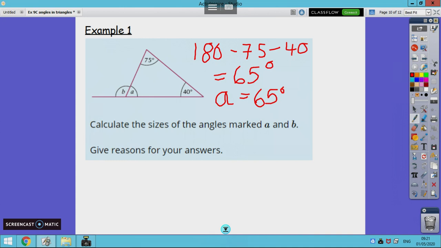So we found angle A. It says give a reason for your answer. Well, your reason for that would be that angles in a triangle add up to 180 degrees. So that's what you would write. Now for angle B, that's a little bit different. I want you to ignore this angle and this angle. I want you to ignore them and I just want you to focus on this bit here. Now we know A is 65. Now I want you to think very carefully about what these two angles are lying on.